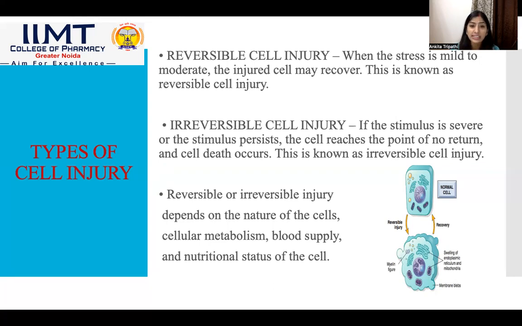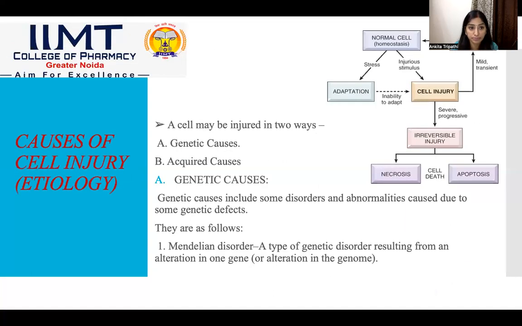For example, see, this is a normal cell. When any kind of stress is applied, it leads to bleb formation, that is, swelling. Ultimately, as the stress regresses, our cell recovers back. And in irreversible cell injury, once the stimulus, cause or stress is very severe, it cannot be reversed. This is how reversible and irreversible cell injury differ.